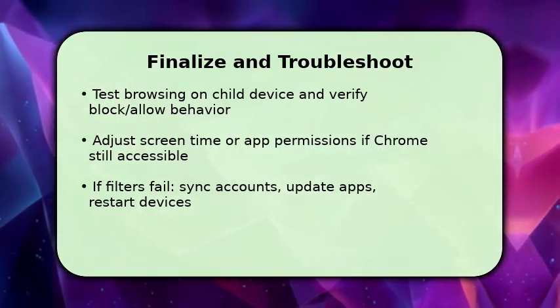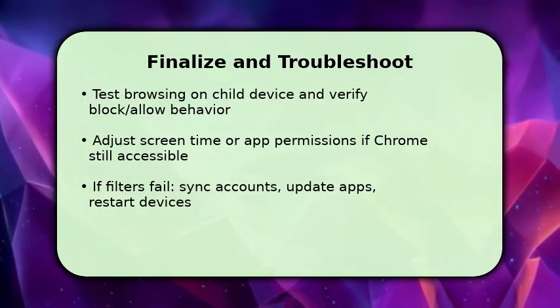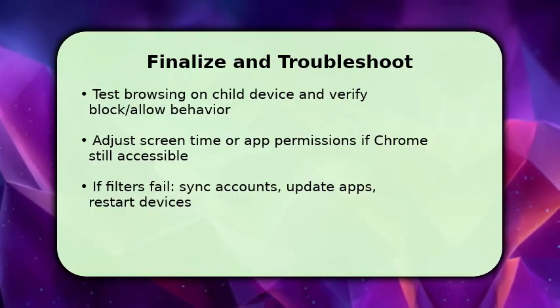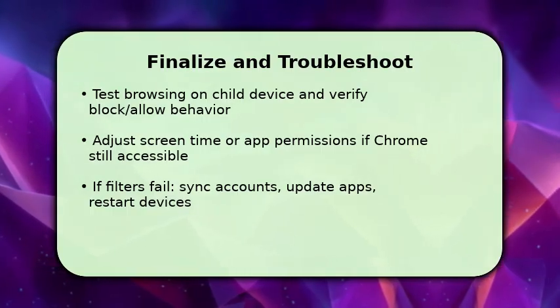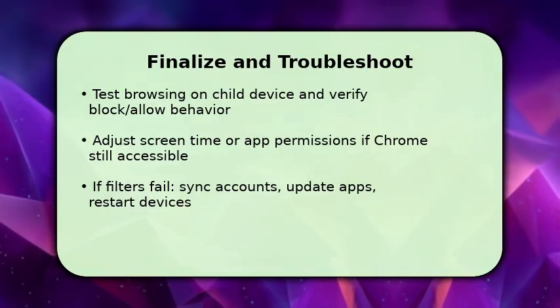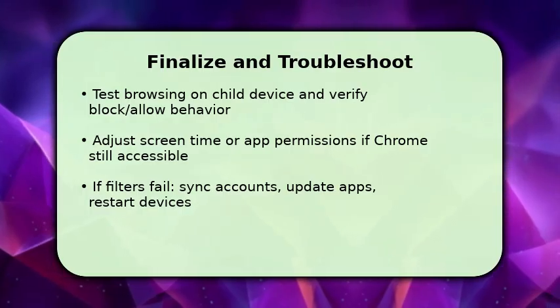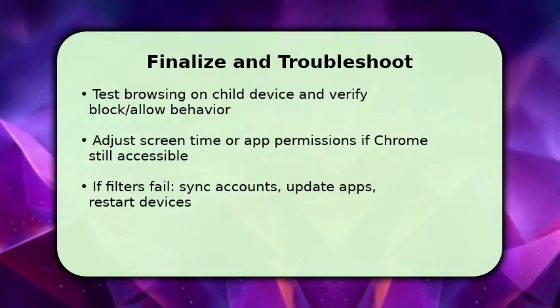If you encounter problems, filters not applying or sites accessible, first sync accounts, ensure Family Link and Chrome are updated, and reboot both devices. If issues persist, recheck that the child is signed into the supervised account rather than a guest or different profile to ensure controls are enforced.